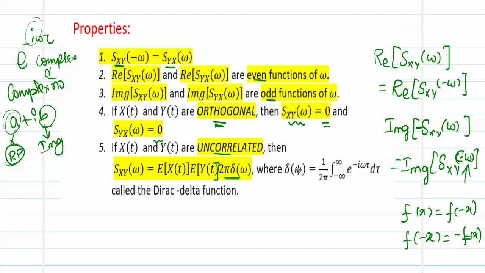What is this delta of omega? This delta of omega is nothing but our Dirac delta function, which is defined as the integral from minus infinity to infinity of e power minus i omega tau d tau. So if orthogonal, the cross power spectral density vanishes. If they are uncorrelated, it is written as the product of the means of the random processes, but you have to multiply it with a Dirac delta function. So these are a few properties of our cross power spectral density.